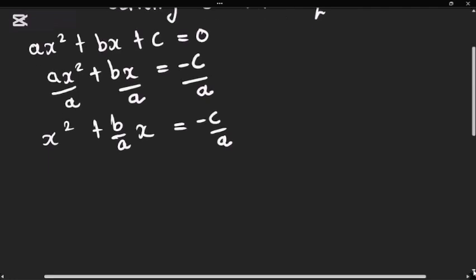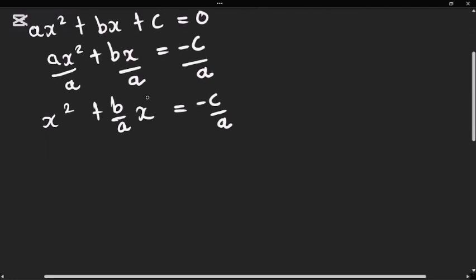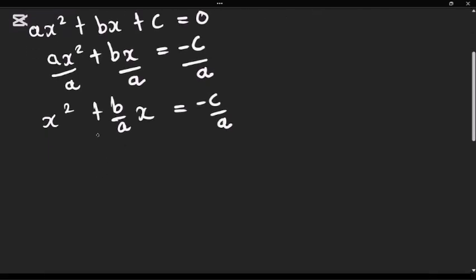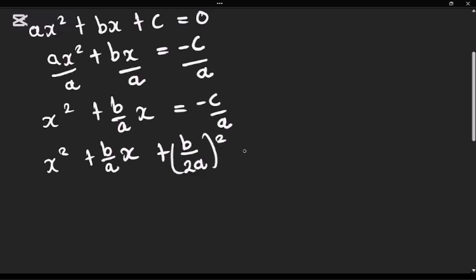Then from here, what does the law of completing the square say? You have to take the value of b, divide it by 2 and square it. Then you add it on the left hand side and also on the right hand side, which means we will have x squared plus b over a multiplied by x plus b over 2a all squared equal to negative c over a plus b over 2a all squared.